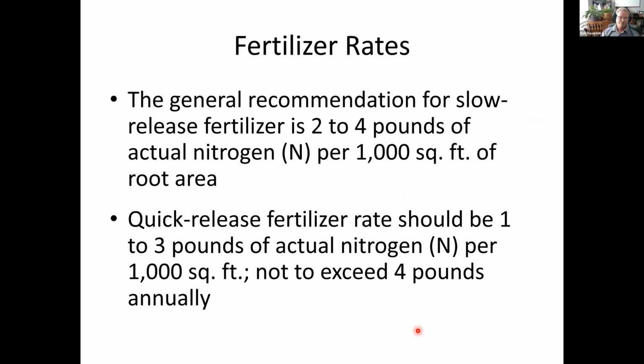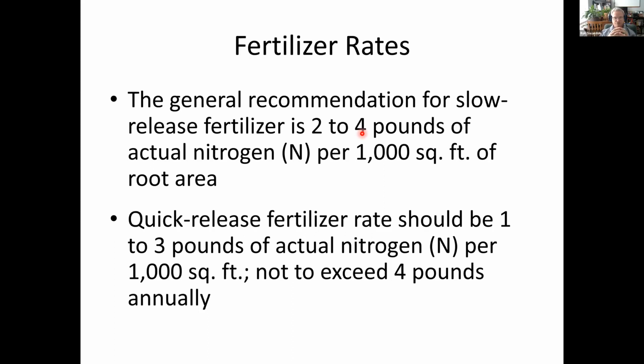In general, the recommendation for slow release fertilizer is 2 to 4 pounds of actual nitrogen per 1,000 square feet of root area. Remember when we talked about that 10-10-10 bag, and it's a 50-pound bag, we only have 5 pounds of nitrogen in that entire bag. So this is what we're talking about. When they say actual nitrogen, what they're saying is, what percentage of the whole bag is actual nitrogen. So when they say 4 pounds of that, if we had that 50-pound bag, we would use almost that entire bag in 1,000 square feet to get 4 pounds of it. Hopefully that makes sense to you.